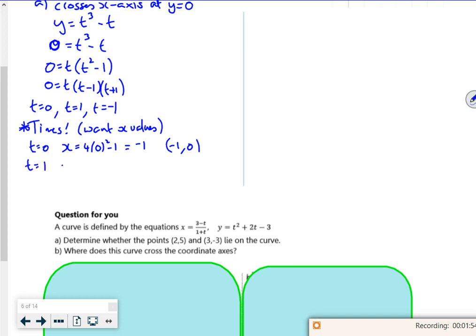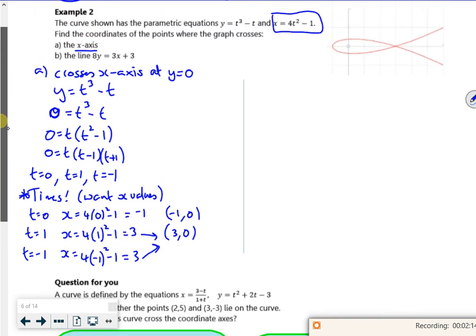When t is 1, x is 4 lots of 1 squared minus 1, which is 3. So that would be 3, 0. And then for t is minus 1, it's minus 1 squared minus 1. So that's actually 3 again. So both of those give that.